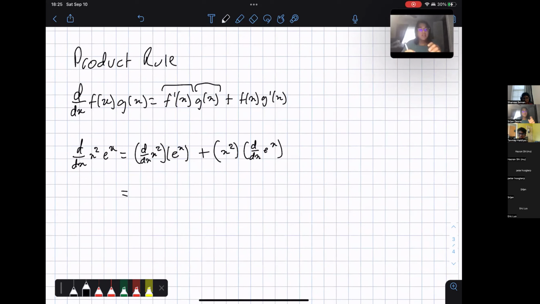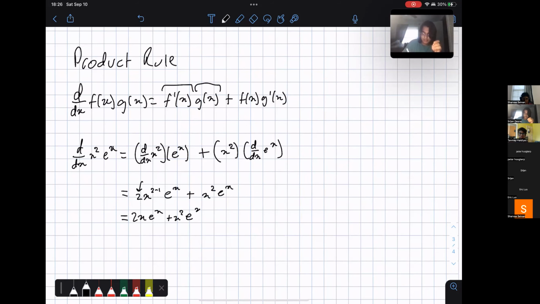And so the derivative of x squared is just bring down the 2, and then you have 2 minus 1 at the top, times e to the x, plus x squared times the derivative of e to the x, which is just e to the x. So this is 2x times e to the x plus x squared times e to the x.